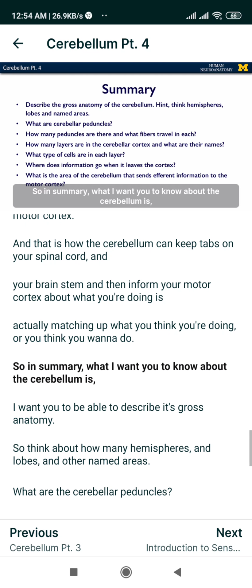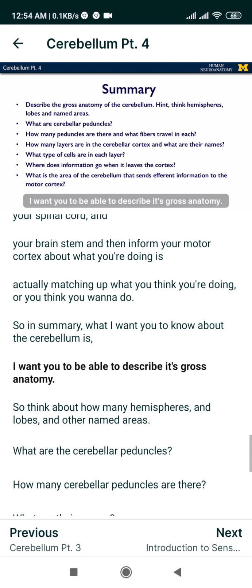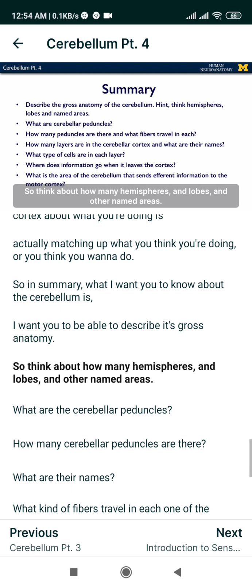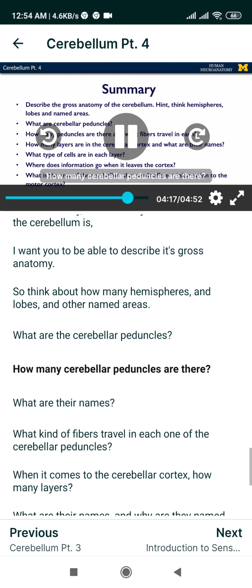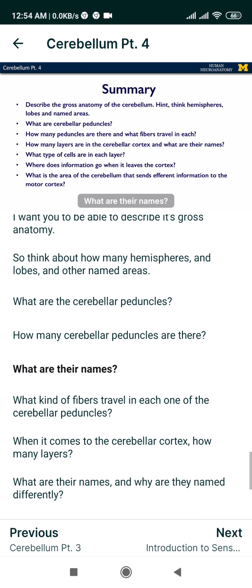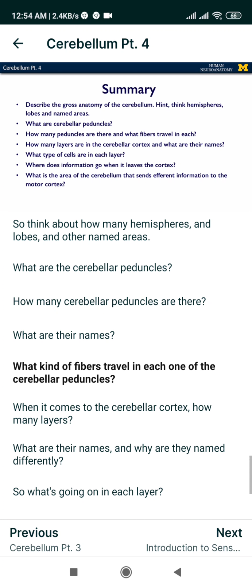So in summary, what I want you to know about the cerebellum is I want you to be able to describe its gross anatomy. So think about how many hemispheres and lobes and other named areas. What are the cerebellar peduncles? How many cerebellar peduncles are there? What are their names? What kind of fibers travel in each one of the cerebellar peduncles?